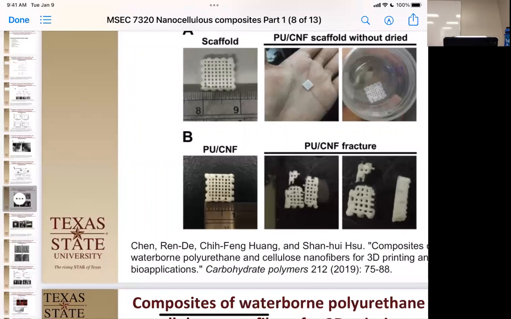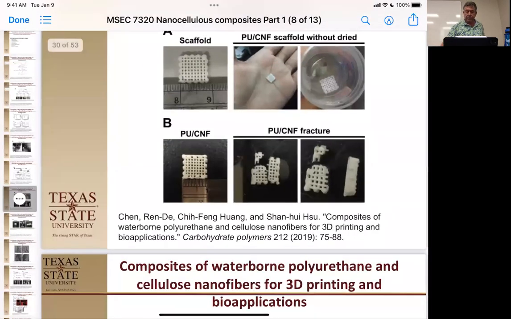Now, in this case, they actually did freeze fracture to look at the internal structure, to see what the printing layers were and to see how strong it was. Again, it's a cell culture. It doesn't have to be mechanically strong. It just has to be the right surface energy for the system and be able to infiltrate from those things.